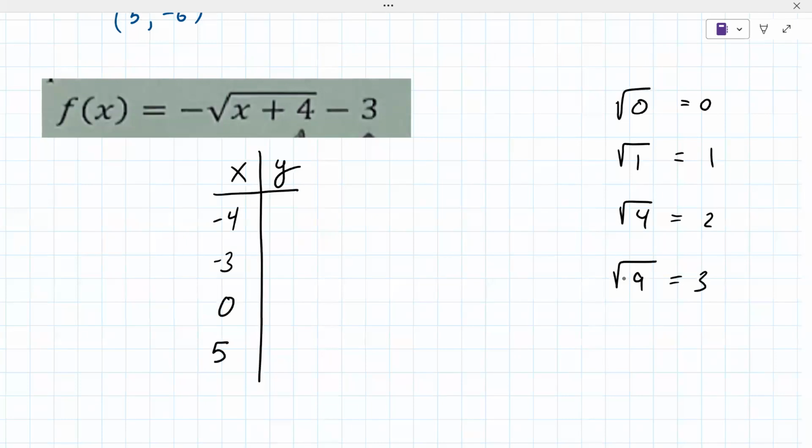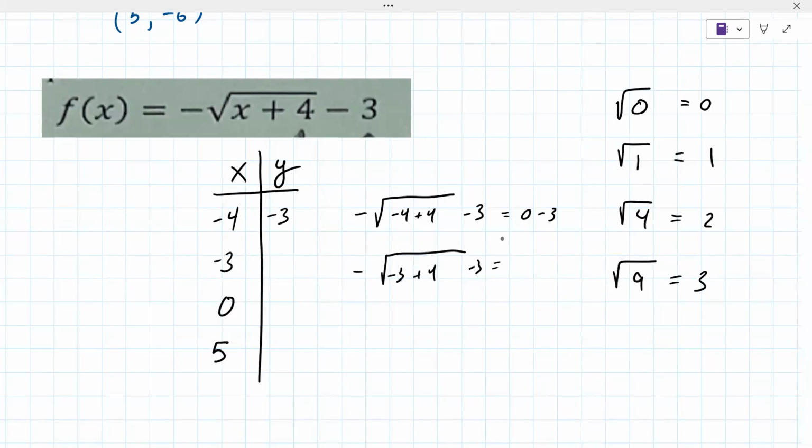Okay. So now, we probably want to show some work here. So in this first one, it's negative square root of -4 plus 4, minus 3. It becomes the square root of 0, which is 0. Negative of 0 is 0. So this becomes 0 minus 3, or -3, like that. Is that okay? Yes.